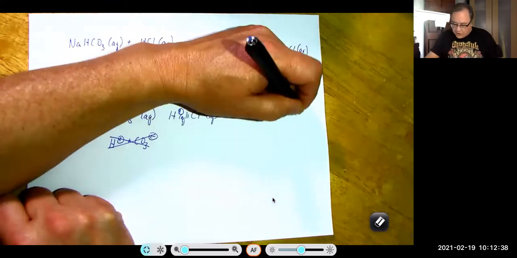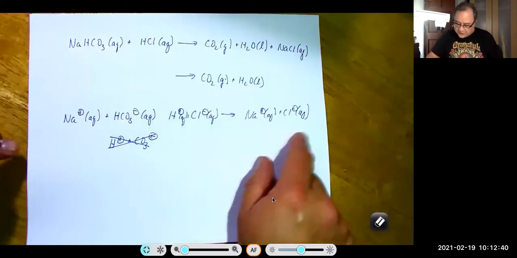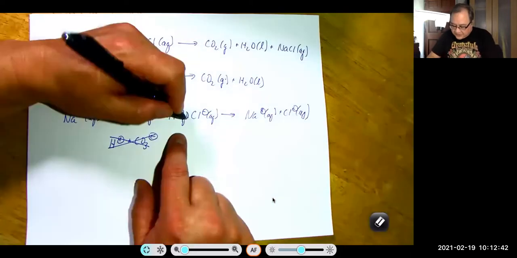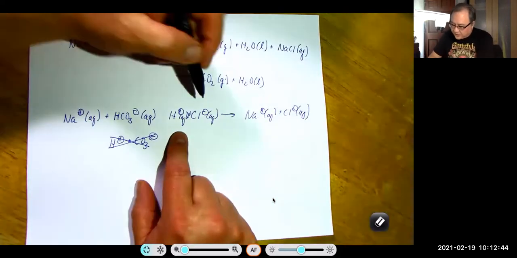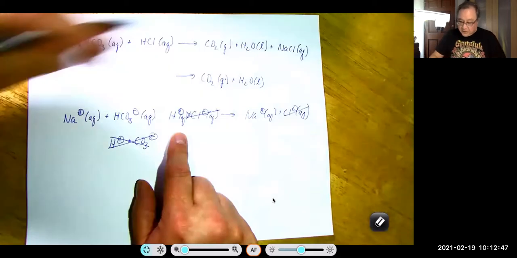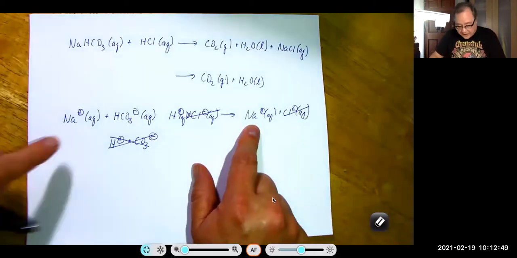So what things are in common on both sides of this equation? It looks to me like through my chicken scratch, I can see that the chlorides are the same. The sodiums are the same. They're both aqueous, right? Right.